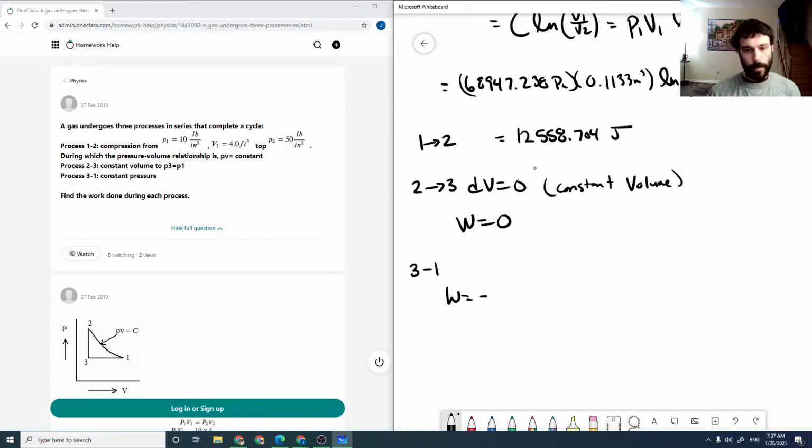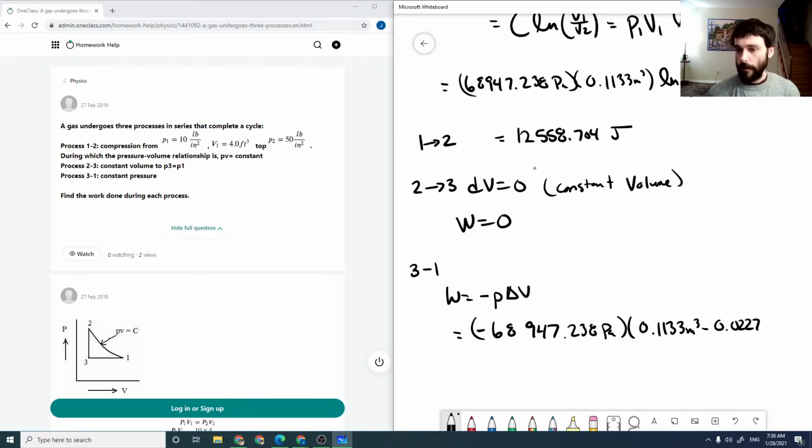So our work is minus P delta V, which is minus 68947.238 pascals. Our delta V is 33 meters cubed minus 0.0227. So that's our final minus our initial. So that's minus 6,246.62 joules.